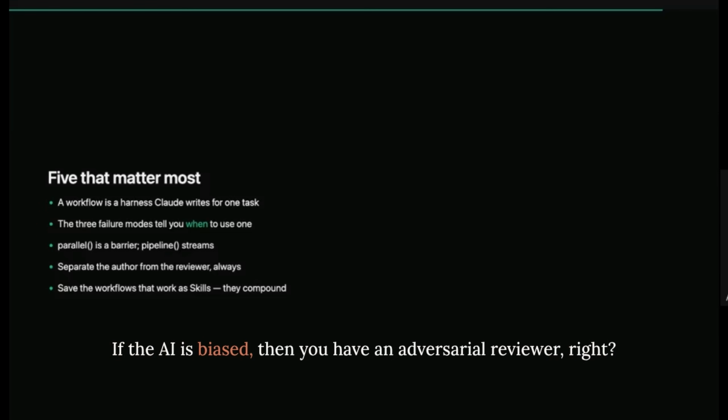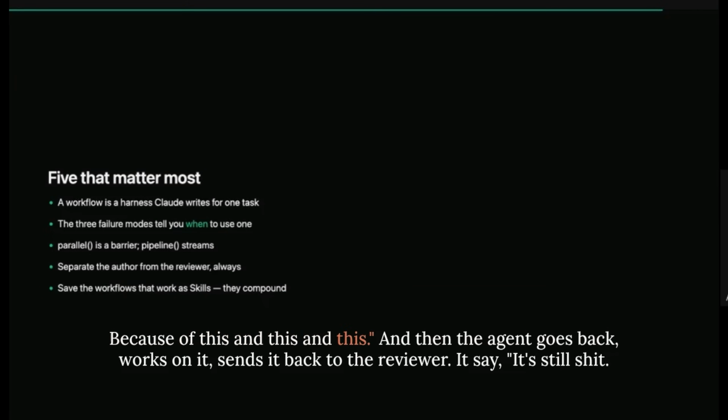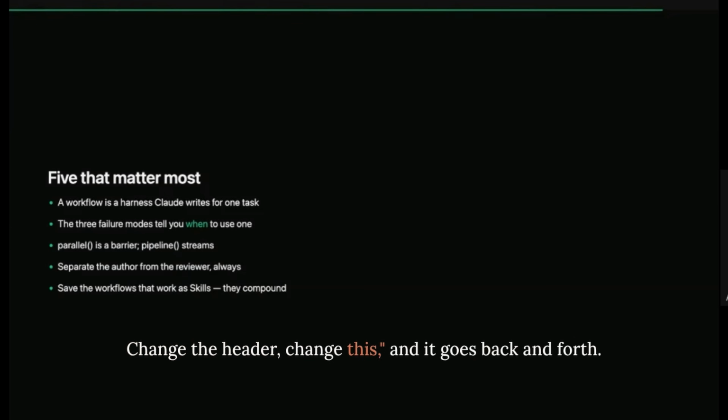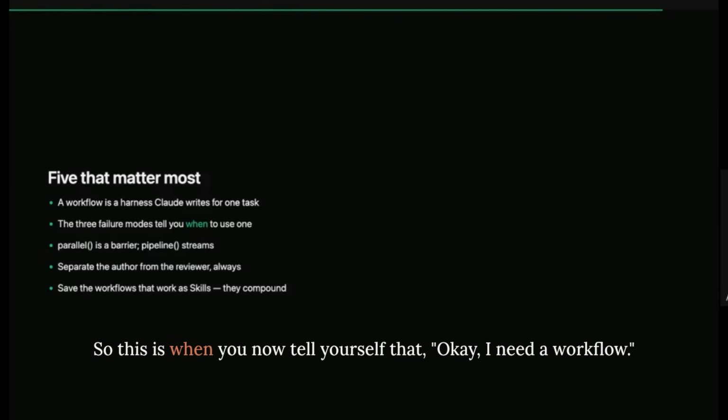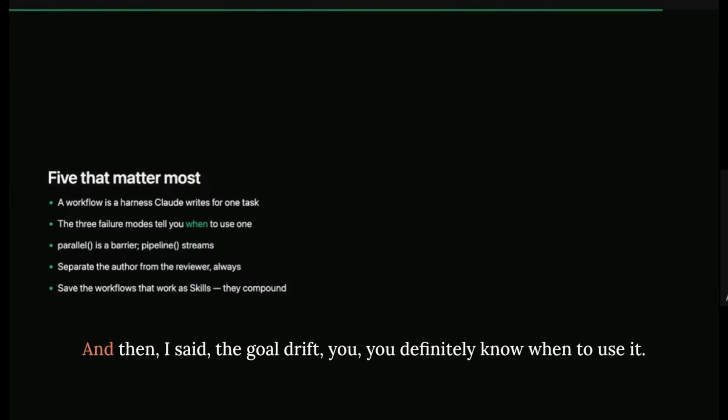If the AI is biased, then you have an adversarial reviewer. Someone is going to tell you, you know what, your output is bad, and this is why, because of this and this and this. Then the agent goes back, works on it, and sends it back to the reviewer. They say it's still bad, change the header, change this, and it goes back and forth. This is when you tell yourself, okay, I need a workflow: when the AI is being too supportive and praising its own output so much. And when the code drifts, you definitely know where to use it.